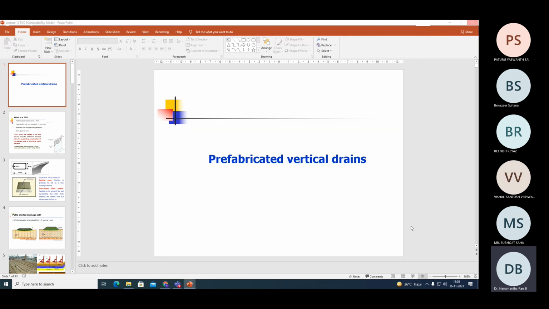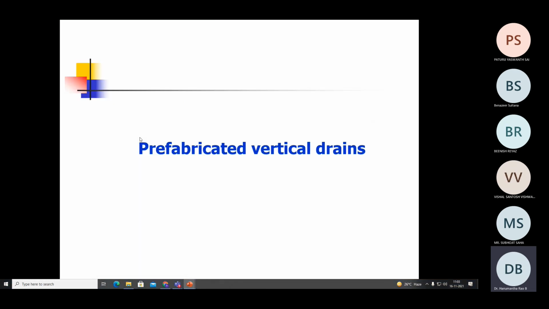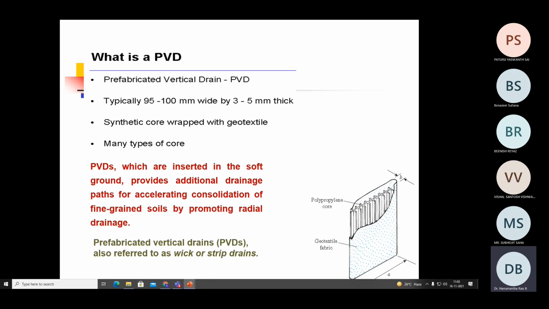A couple of classes back, we were discussing one of the ground improvement techniques, that is the sand drain or the PVD. While on the whiteboard, I could explain a lot of fundamentals, but a couple of things were missed at that time. So I thought I will show some schematics of how the PVD is installed in the field and how the PVD looks like. All those details I thought I would share in the form of a presentation.